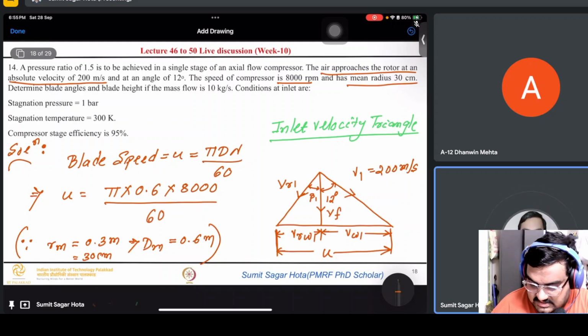We have to use this angle to find the other unknown parameters. If we take sine theta and cos theta, where theta is 12, sine 12 or cos 12, we can easily find the values of Vf and Vw1.